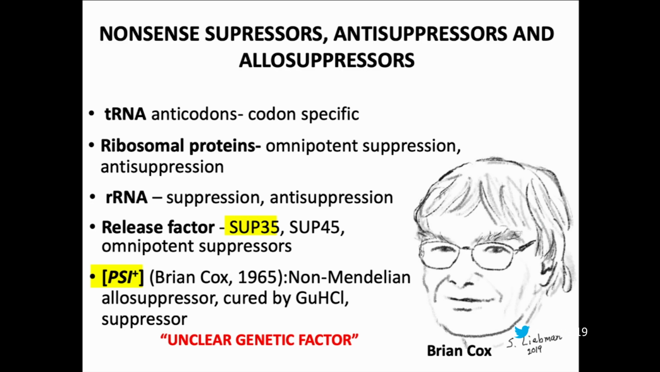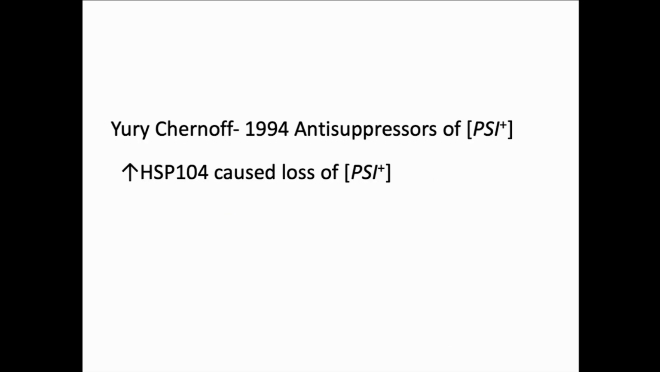When I started my own lab, I started working on allosuppressors and anti-suppressors of the SUP35 and SUP45, and it didn't generate a lot of interest after a while from NIH, so I switched to something sexier and started working on ribosomal RNA, and that attracted Yuri Chernoff to come and join me as a postdoc in my lab. And he brought with him a project that he had started on looking for anti-suppressors of Psi. And he was in Bun Ono's lab in Japan when he did the beginning of this work.